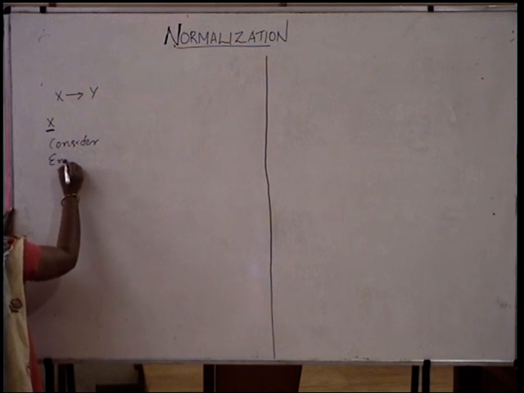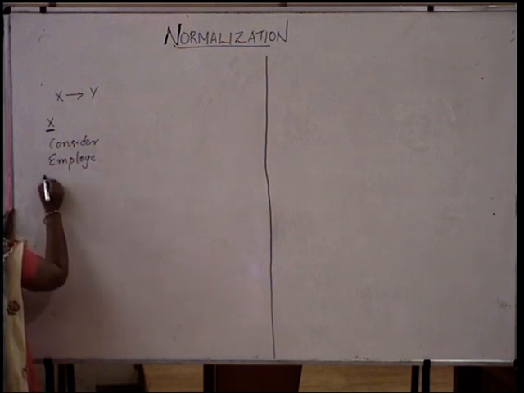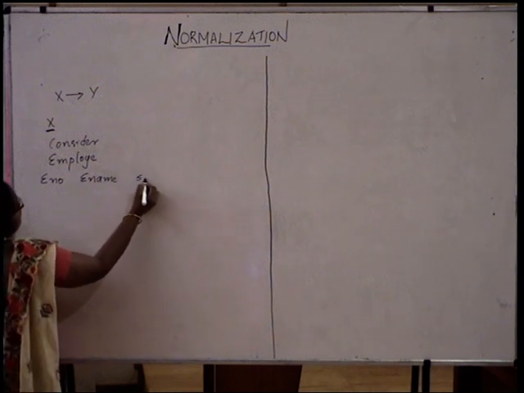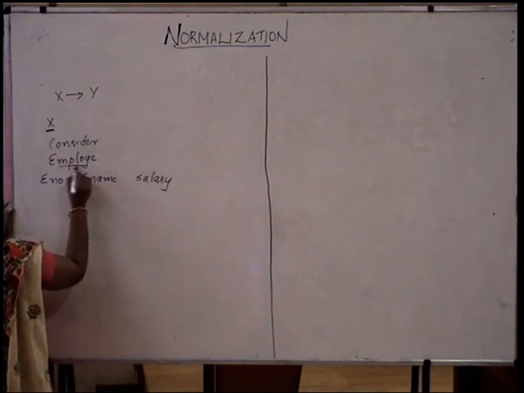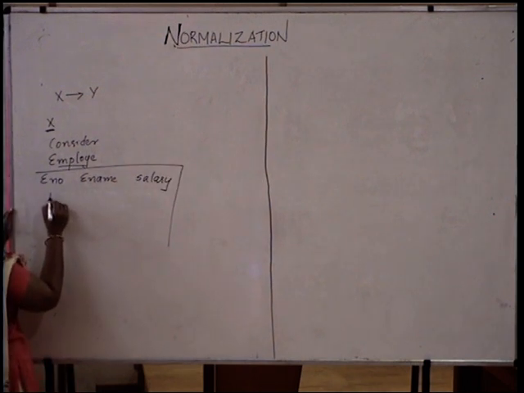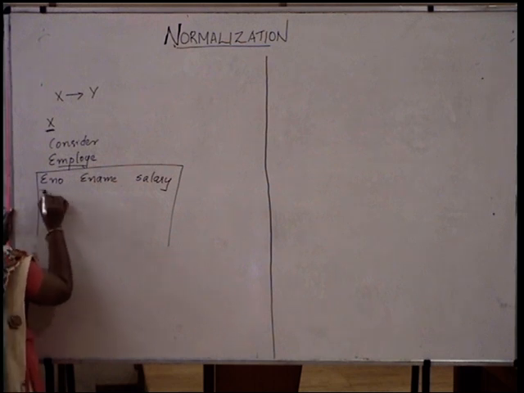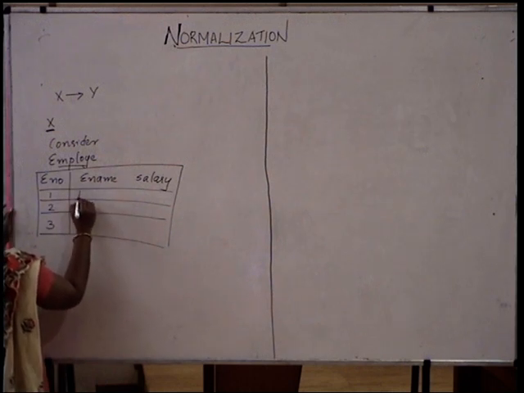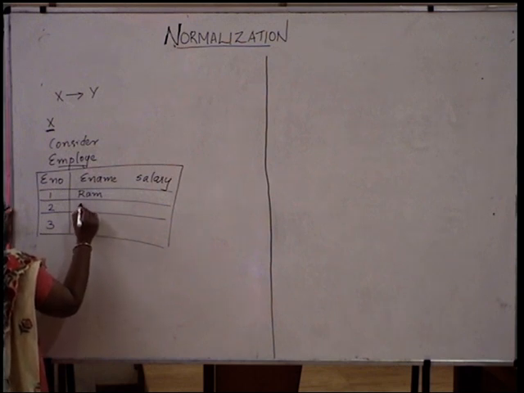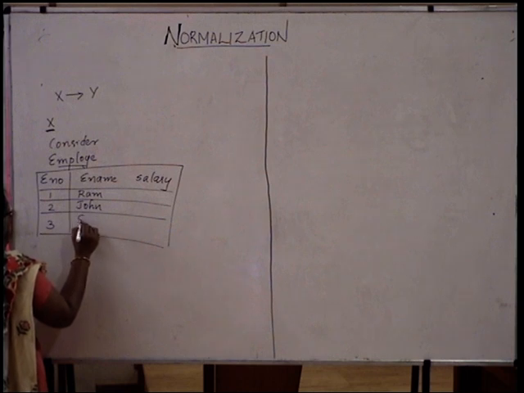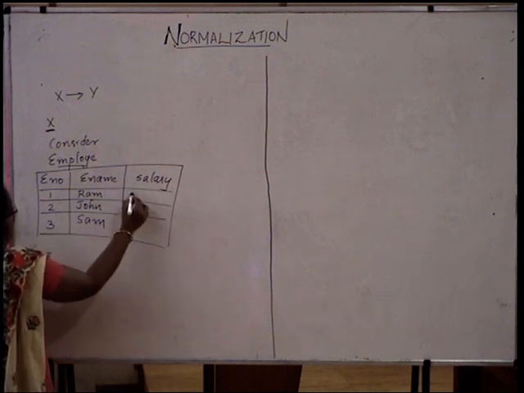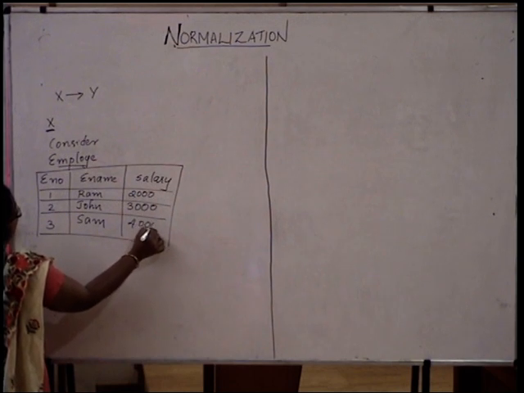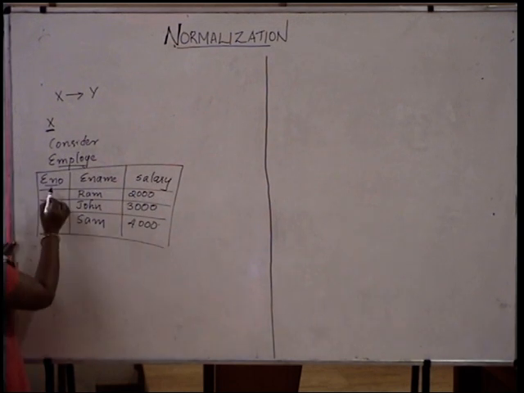of table employee. The attributes are employee number, employee name, salary, and the values are 1, 2, 3 for employee number attribute, and for employee name Ram, John, Sam, and their salary is given as 2000, 3000, 4000, and the key attribute is employee number.